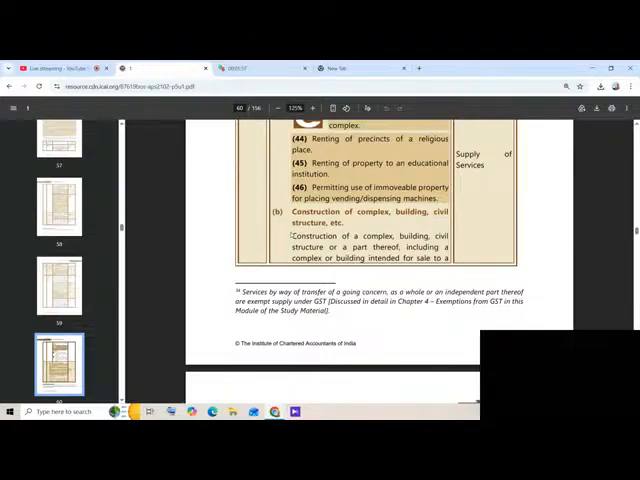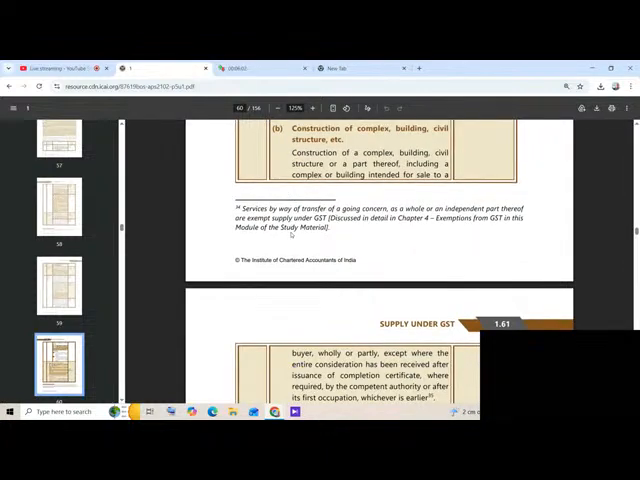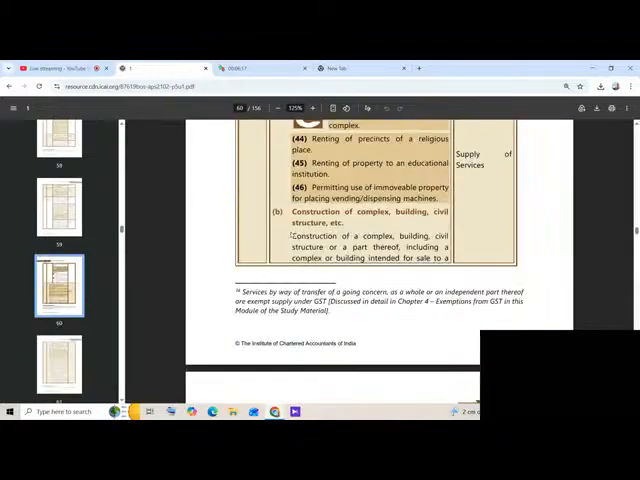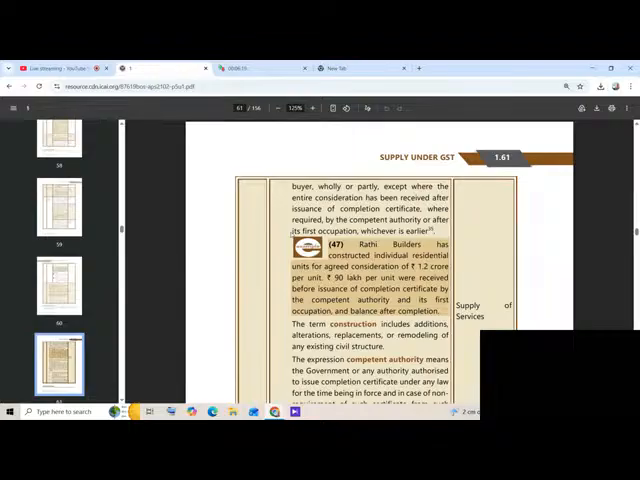Construction of complex, building, civil structure. Construction of a complex, building, civil structure, including a complex or building intended for sale to a buyer, wholly or partly, except where the entire consideration has been received after issuance of completion certificate, where required, by the competent authority or after its occupation, whichever is earlier, is a supply of services.